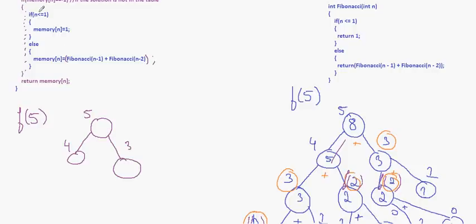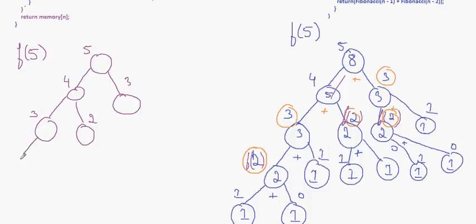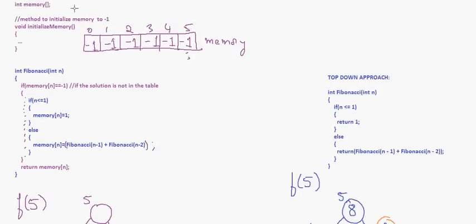Fibonacci of 4, again we have not calculated the Fibonacci of 4, so we do a Fibonacci of 4 minus 1, that is 3, and Fibonacci of 4 minus 2, that is 2. And then Fibonacci of 3, now again for Fibonacci of 3, we have not calculated any Fibonacci till now, so we calculate it to be Fibonacci of 2 and Fibonacci of 1, and Fibonacci of 2 is also not calculated yet, so I'll move this table here for convenience.